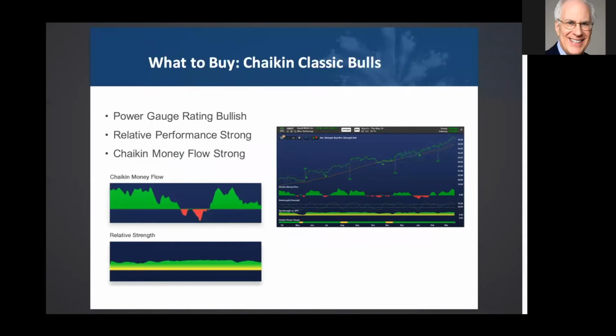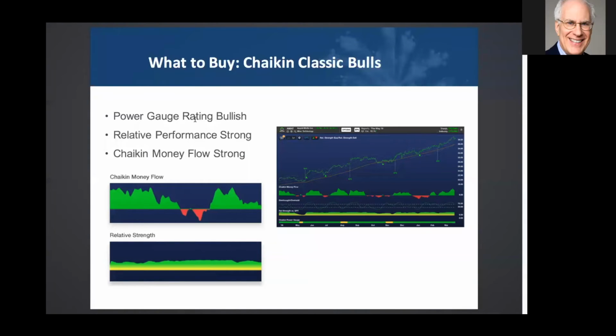So to find the stocks that you want to trade on the long side, we've identified a pattern that we call classic Chaikin bulls. First, we want the fundamentals to be in place. That's why the Power Gauge rating is so important. If you're trading from the long side, you want to be long stocks where the Power Gauge rating is bullish. If you've got some other fundamental way to evaluate stocks that you like, that's okay. But you want to be trading on the long side in stocks where you're confident that the fundamentals are bullish.